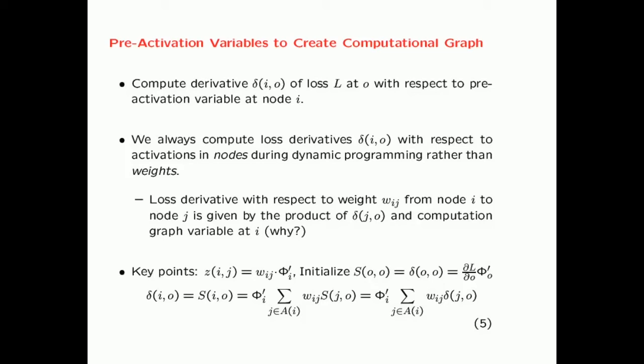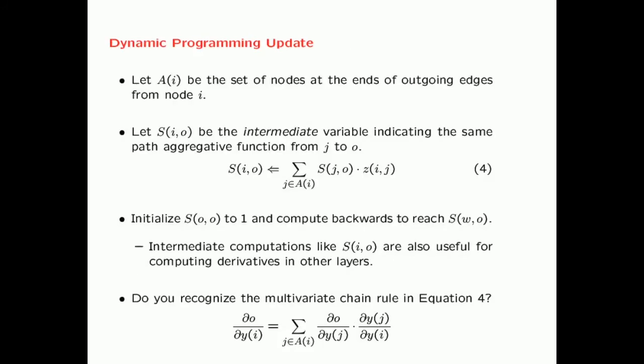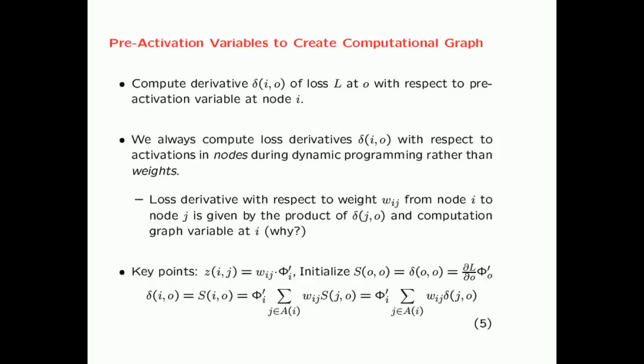Similarly, initialize s_OO as the derivative of the loss function multiplied by the derivative of the activation at the output node O. Note that we are using the pre-activation variable at the output node too as the intermediate, so we also have to multiply by the derivative of the activation at node O. Now, given this, you can just straight away substitute these z_ij's and these s_jj's in the dynamic programming update that you had 2 slides ago. So, when you substitute that, you get this update, this equation 5 over here, which is delta_iO is given by phi prime_i, sum over j in A_i of w_ji delta_jO. This is exactly the update that you see in most textbooks for neural networks.